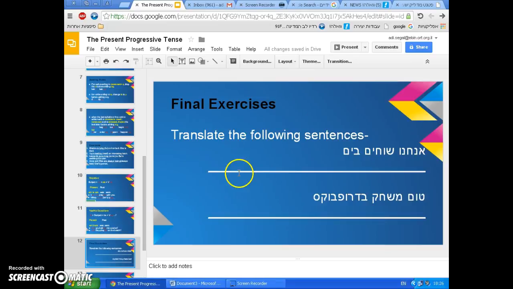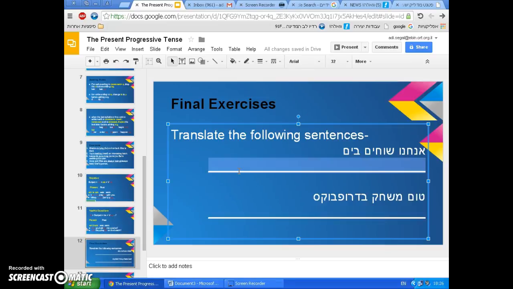Okay, so here are some final exercises. And we are going to translate the sentences into English. So, we are swimming in the sea. We are doing it right now. We. Because it's we, the be will be are. Swimming. Swim ends with a consonant, vowel, consonant. And it's only one syllable, so we double the last consonant, the M. We are swimming in the sea.